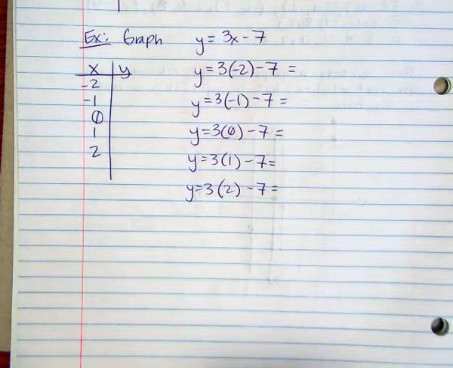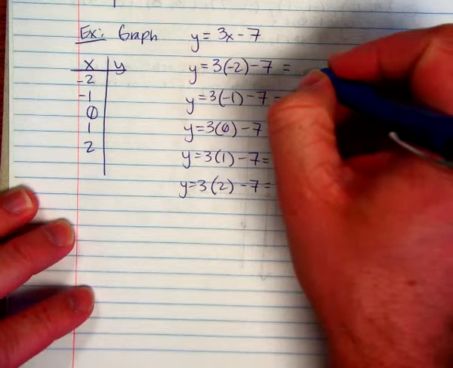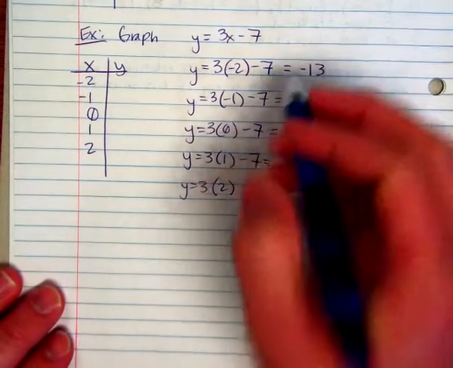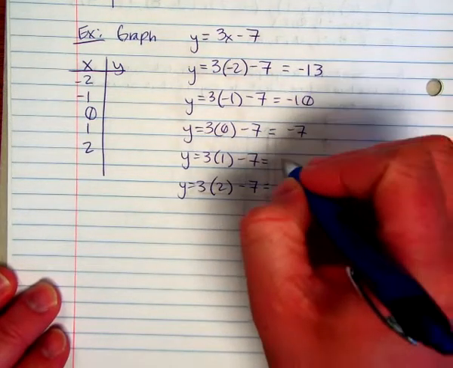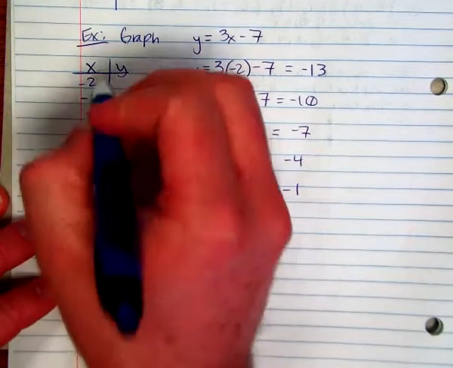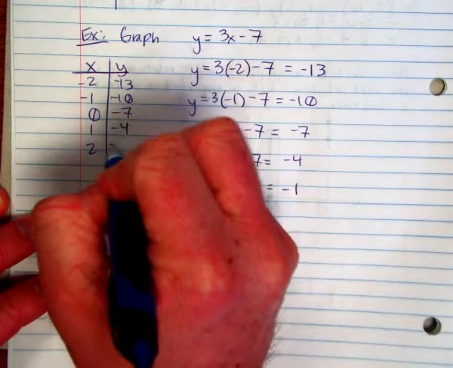If you did these correctly, you should have ended up with 3 times negative 2 is negative 6, minus 7 is negative 13. Negative 3 minus 7 is negative 10, 0 minus 7 is negative 7, then negative 4, negative 1. And these are the numbers that we're going to plug in here. So we have negative 13, negative 10, negative 7, negative 4, negative 1.